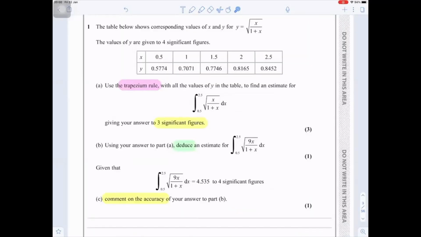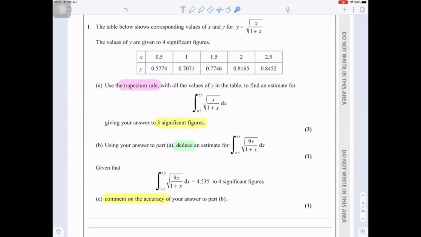Question number 1. The table below shows corresponding values of x and y for y equals square root of x over 1 plus x. The values of y are given to 4 significant figures. Use the trapezium rule with all the values of y in the table to find an estimate for the integral from 0.5 to 2.5 of square root of x over 1 plus x, giving your answer to 3 significant figures.